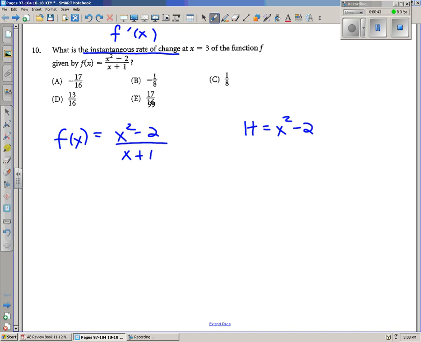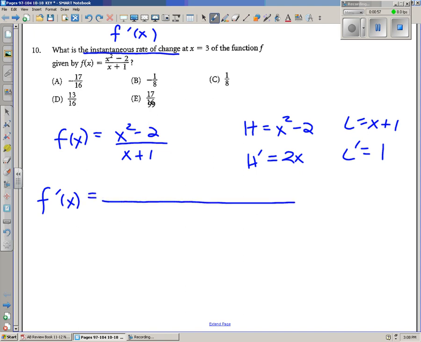So we have the high, which is x squared minus 2, and the low, which is x plus 1. High prime, which is 2x. Low prime, which is 1. And put it all together using the formula for the quotient rule, which is low d high, so that's x plus 1 times 2x, minus high d low, which is x squared minus 2 times 1, over low squared, which is x plus 1 squared.